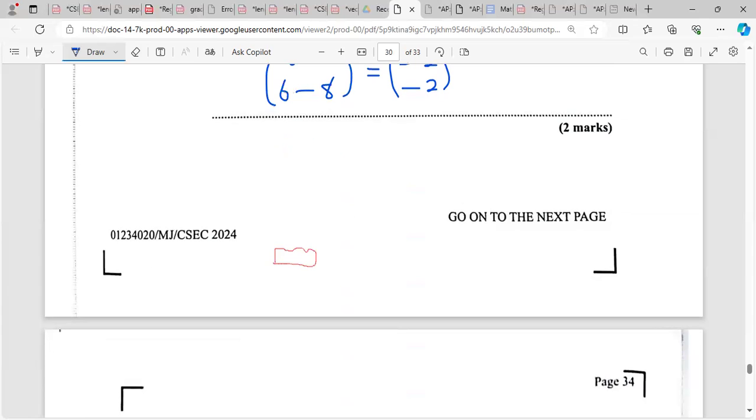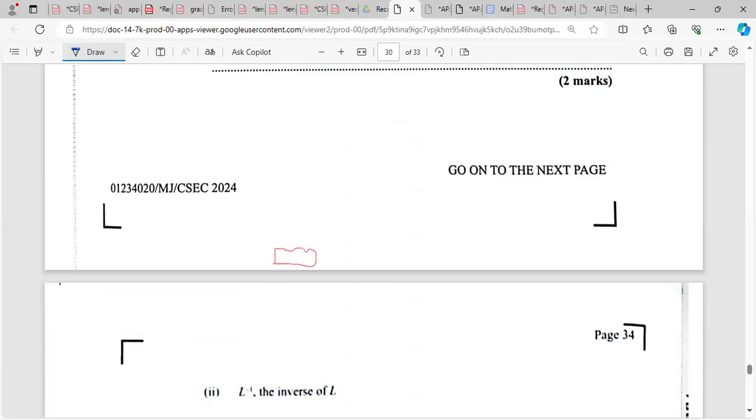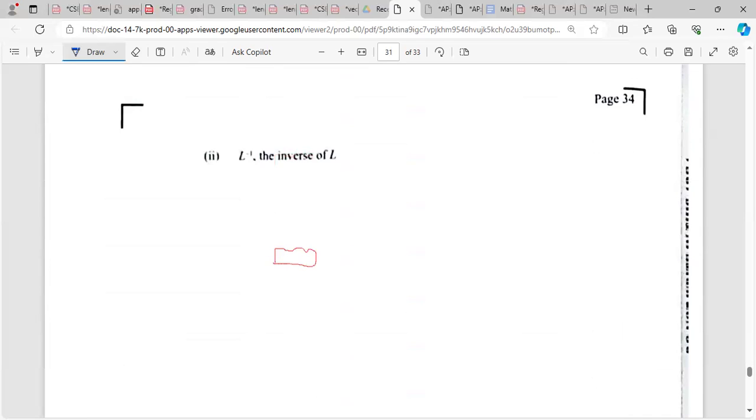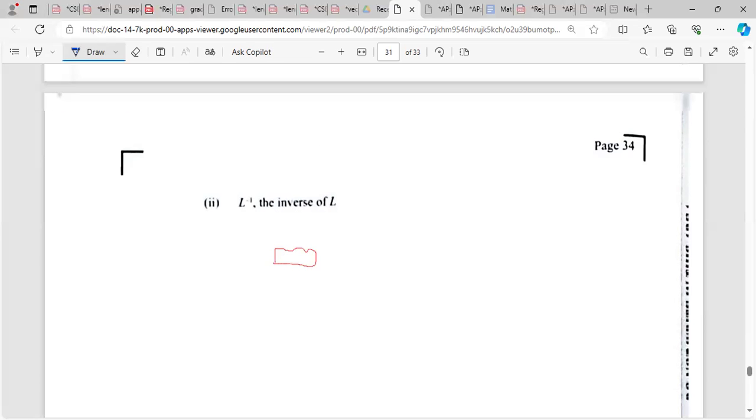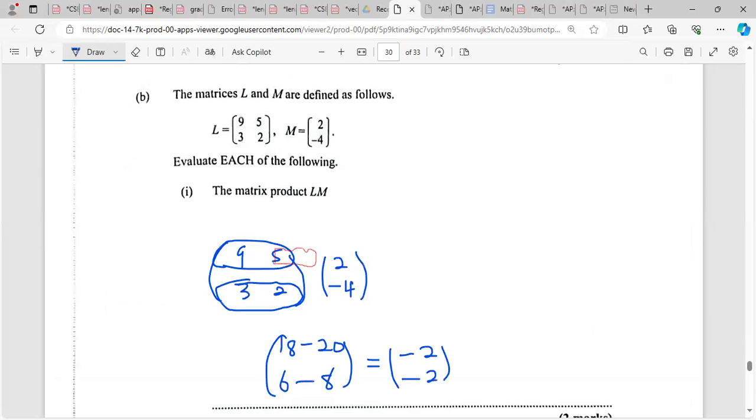Oh, we have more to go. It says the inverse of L. So find the inverse of L. What was L again? Okay, we'll go back up. L again. Oh, I see it. I'm not going to do it up here, guys.